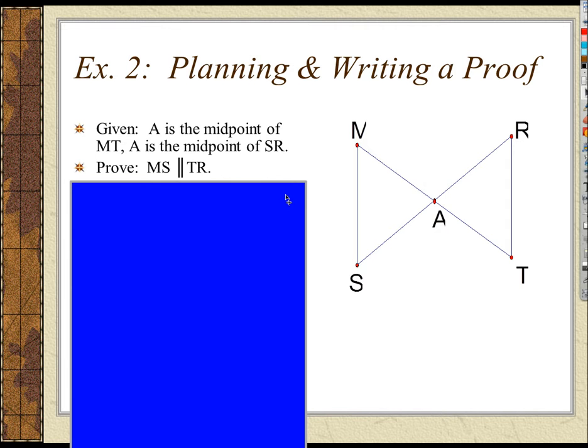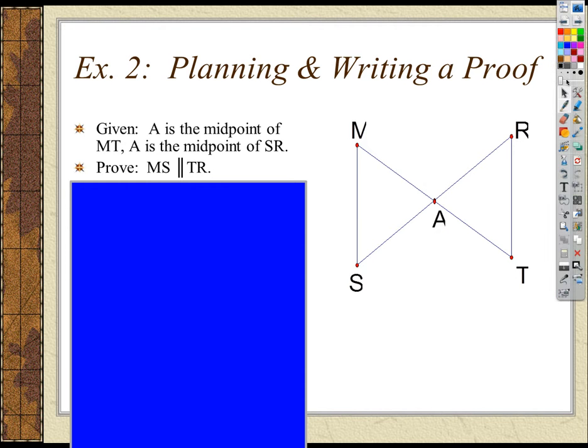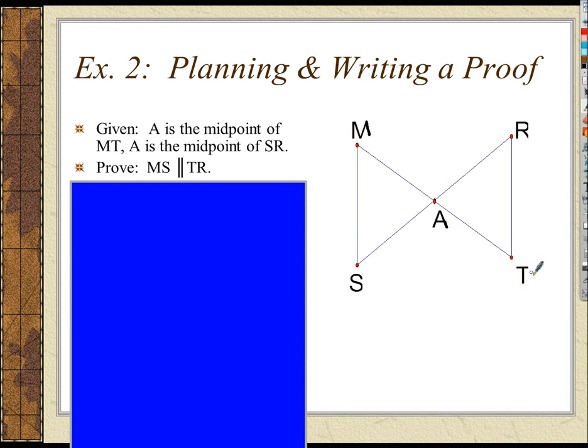What about this one? Deal. I want you to just see if you can set up a strategy. Can you see how this could work? Given that A is the midpoint, notice it got graphed somehow. That's supposed to be an M. That's an A. That's a T. That's an R. So A is the midpoint of MT, and A is the midpoint of SR. We want to prove here that MS is parallel to TR.